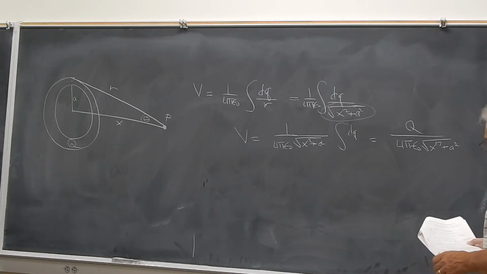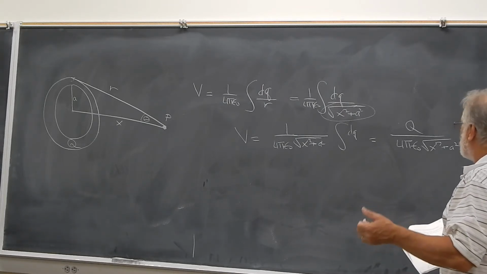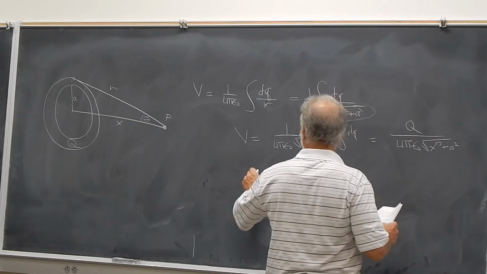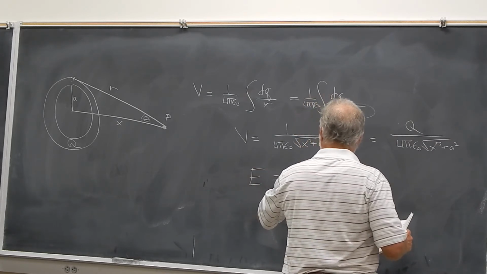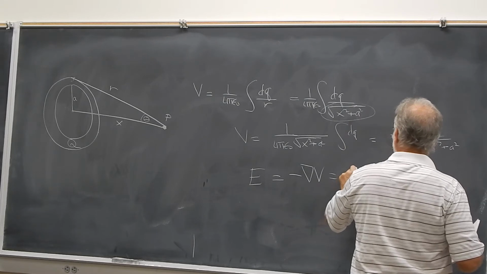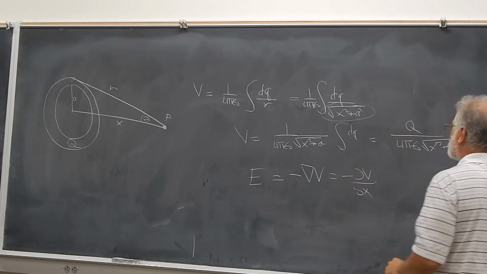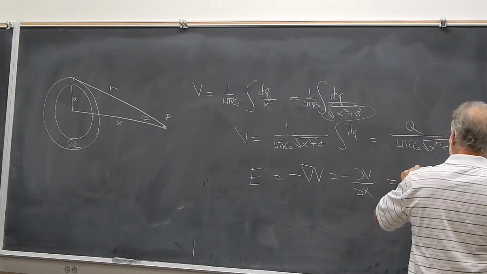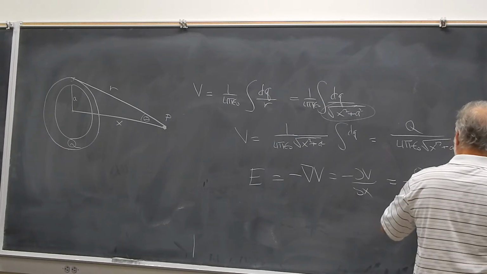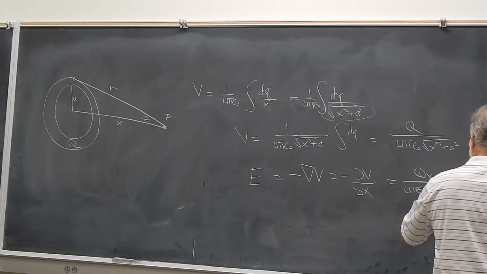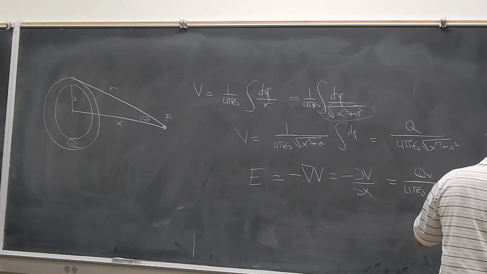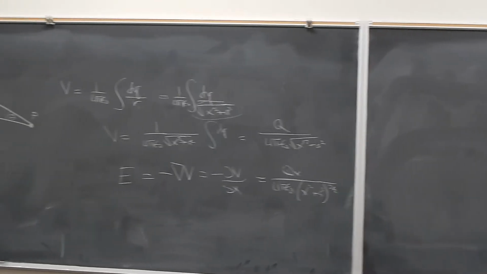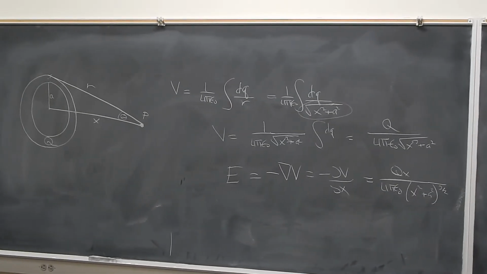Now, along the x-axis, E can only have an x component, so suppose I want to find, will I get the answer that I got back when I calculated the electric field? Well, one way to find out, E is minus the gradient of V. In this case, it's going to be equal to minus dV dx, and it's along the x-axis. Sure enough, if I take the derivative, what do I get? I get qx divided by 4 pi epsilon naught times (x squared plus a squared) to the 3 halves. So it's exactly what we got earlier when we did the electric field due to a charged ring.